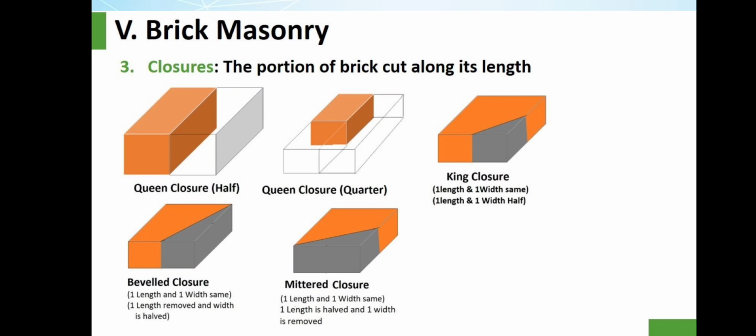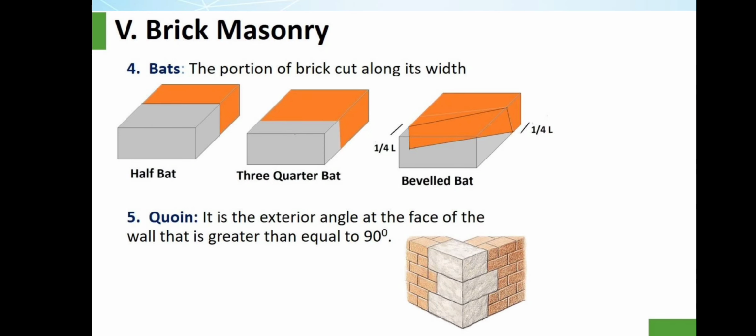Brick masonry. Third, closure. The portion of the brick cut along its length. First, queen closure, quarter, king closure, bevelled closure, mitred closure. Fourth, bats. The portion of the brick cut along its width. Fifth, quoin. It is the exterior angle at the face of the wall that is greater than or equal to 90 degrees.